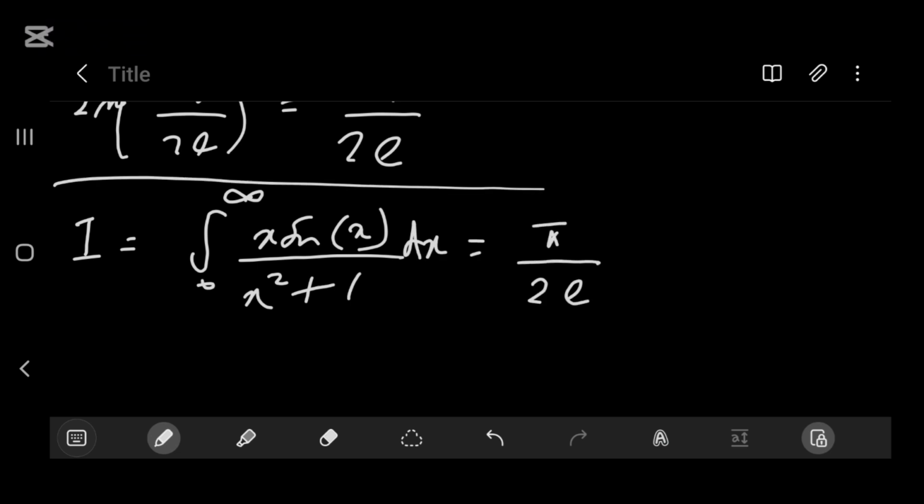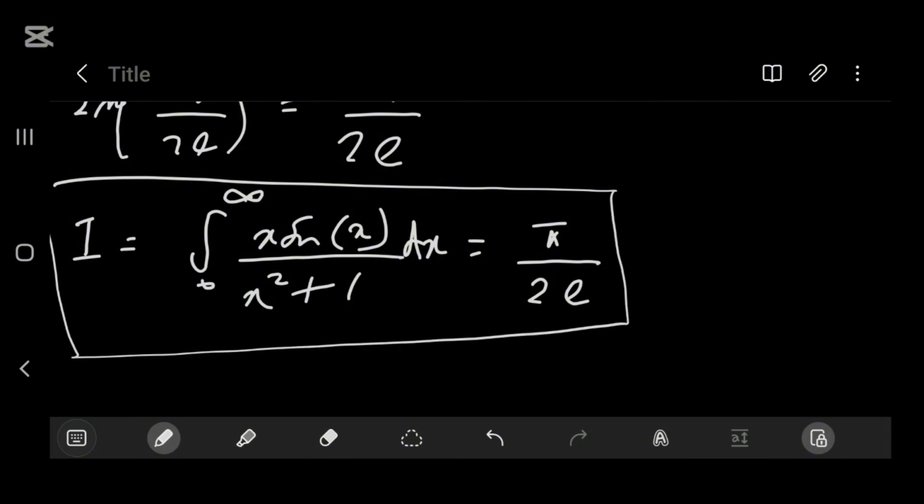And that's the answer, which looks pretty gorgeous, involving pi and Euler's constant.